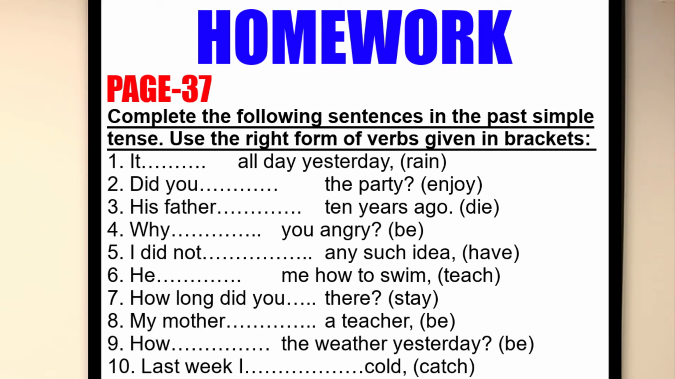So there are several sentences given here, and in the bracket there are some verbs given and they are all in present form. What you have to do? You have to use the past form of this verb in the blank. It rained all day yesterday. Did you enjoy the party? His father died 10 years ago. Why be you angry? Here we have be, that means you have to use the to be verb.